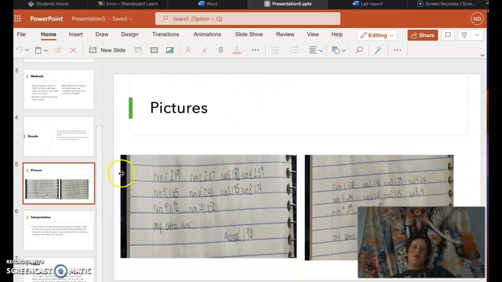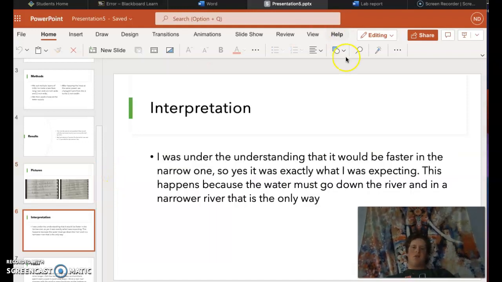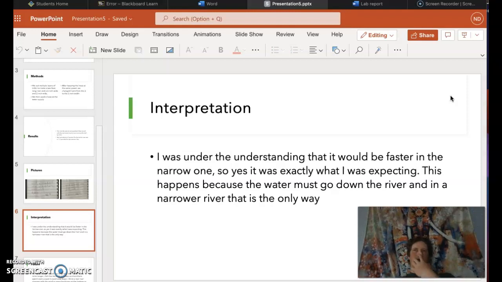Honestly, it went exactly how I assumed it was going to. For the interpretation, I was under the understanding that it would be faster in the narrower stream, so it was exactly what I was expecting. I think this happens because the water doesn't have anywhere else to go. It can only go down the river. That was the best way, kind of gravity, I guess. If it can't go sideways, then it's going to go forward.